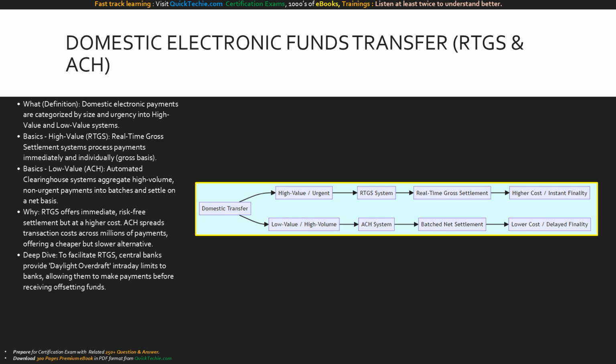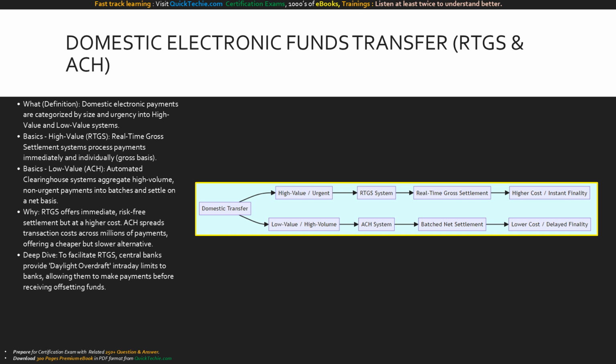While RTGS provides instant, risk-free settlement, ACH is a much more cost-effective solution because the transaction cost is spread across thousands of grouped payments. Treasurers must strategically choose between RTGS and ACH, depending on the urgency and volume of the company's payables and receivables. This split path diagram contrasts RTGS and ACH systems.